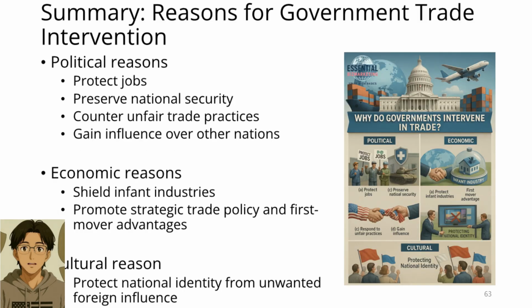Let's summarize the key reasons why governments intervene in international trade. Governments may intervene in trade to achieve political goals, like protecting jobs or gaining influence over other nations. They also act for economic reasons, such as helping infant industries or promoting strategic trade. Culturally, they may seek to preserve national identity from unwanted foreign influences.